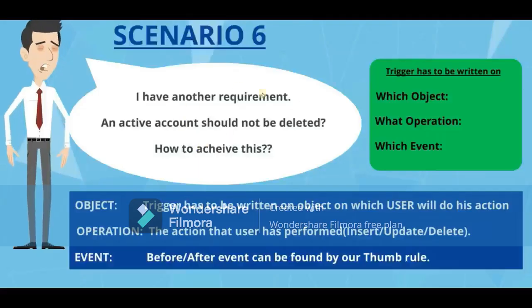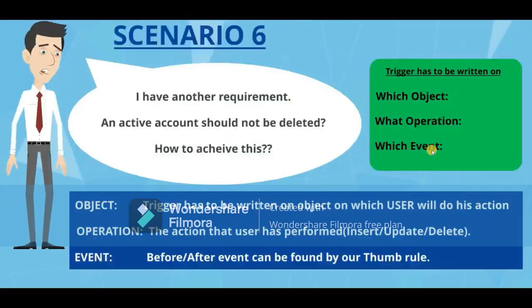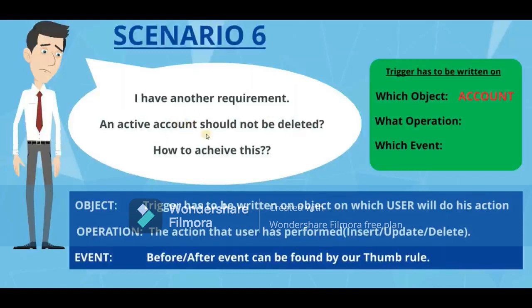Now we have to write the trigger. So which object, which operation, which event can be determined again here. The trigger has to be written on the object on which the user will do the action. An account should not be deleted, so basically the user is deleting an account, which means the object is account. Now the operation is the action that the user has performed: insert, update or delete. An active account should not be deleted, so the operation is delete.